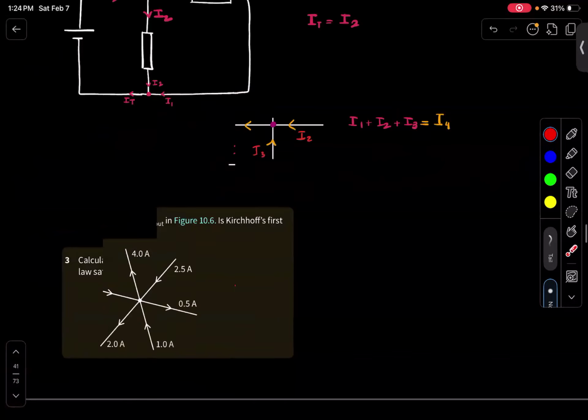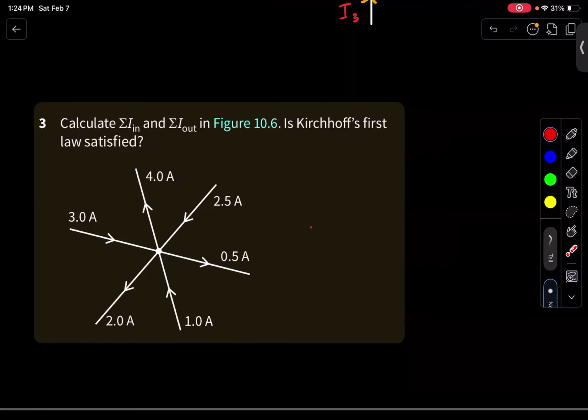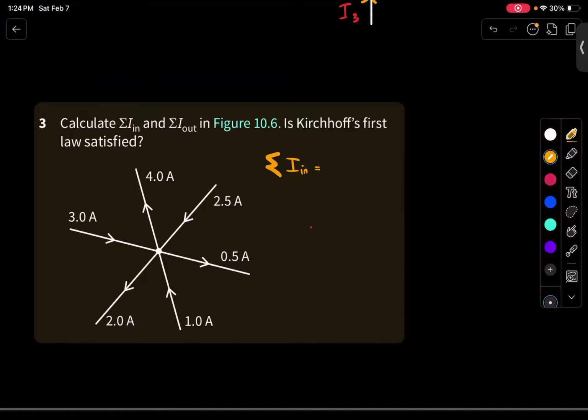Okay, then let's check this out. Calculate the sum of current in and sum of current out to figure out this current. Is Kirchhoff's first law satisfied or not? First of all, notice the sum of current entering the junction, right? So this is the junction. 2.5 enters, 1 enters, and 3 enters. So what is the total current input? 3 plus 1 plus 2.5, so that's going to be 3 plus 4, 6.5.